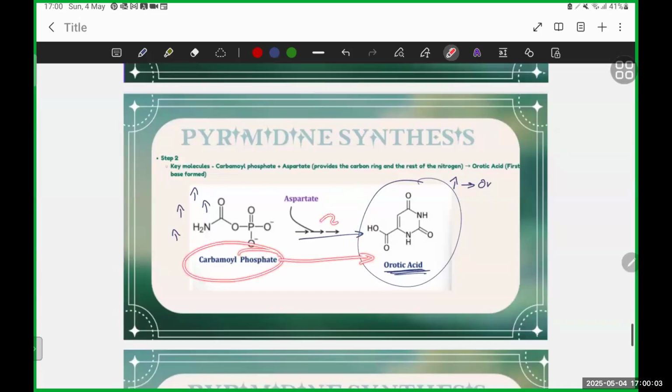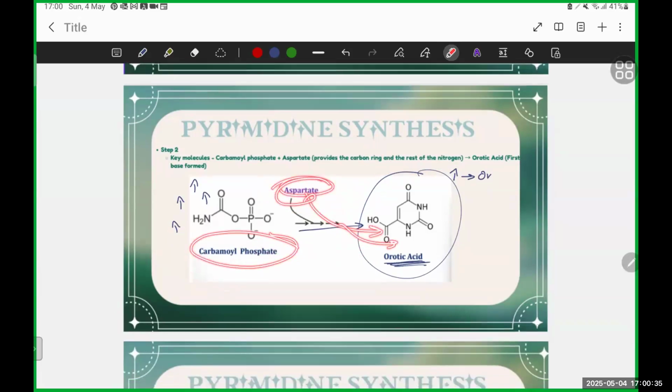Carbamyl phosphate, orotic acid. You use aspartate here. It gives you the carbon ring and the nitrogen. In my head, aspartate and orotic acid just sound kind of similar. Anything that ends with "tate," by the way, is an acid. So if I say orotate, it kind of means orotic acid, but nobody really says that. So you're taking an acid to make an acid, basically, right? Carbamyl phosphate, aspartate, orotic acid.